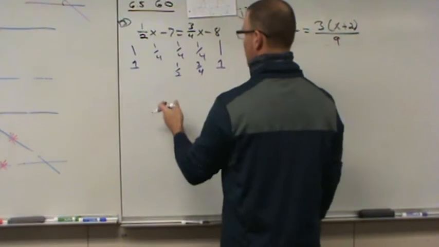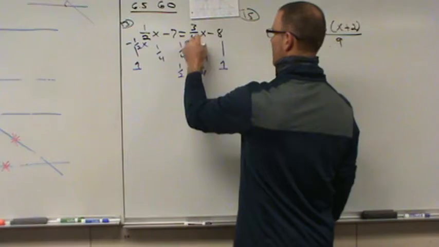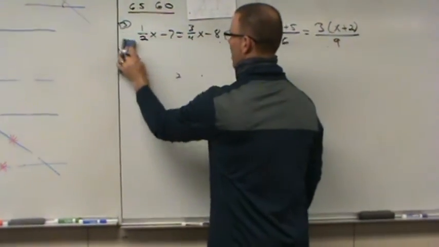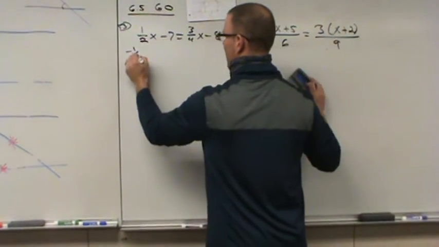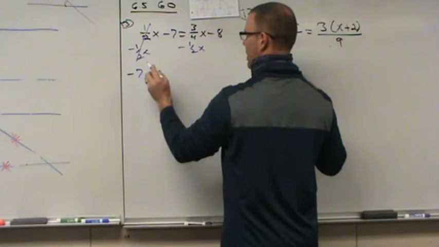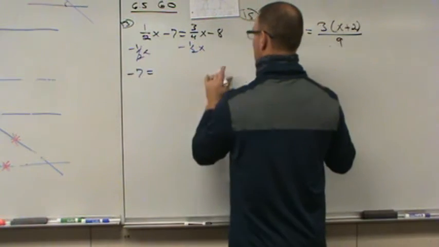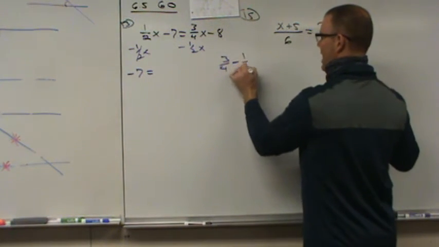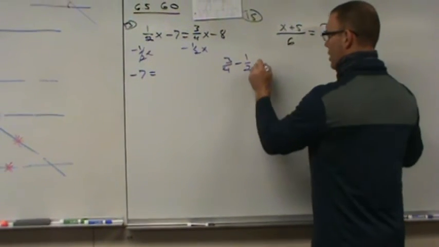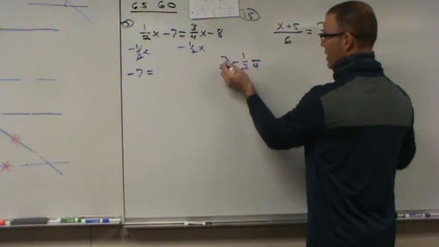The reason why I want to do that is because I want to move the negative 1/2 x over to this side to keep my variable positive. So minus 1/2 x, minus 1/2 x, and I get minus 7, because these cancel out, is equal to... Now, when I do that, what is 3/4 minus 1/2? Some of you learned how to add and subtract fractions horizontally. I learned vertically. But in order to add or subtract, you have to have a common denominator. So change the 1/2 into something fourths.